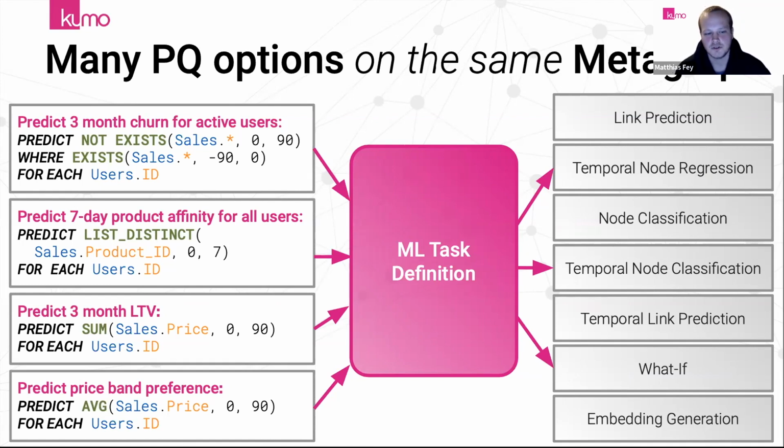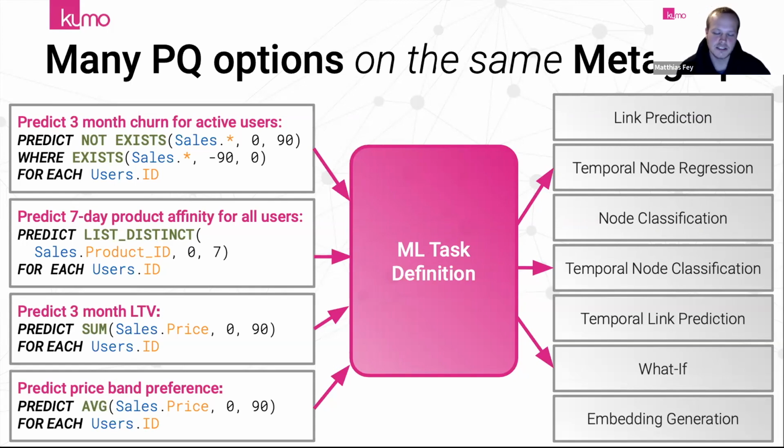You can also leverage predictive query to predict something like 3 months LTV, which would map to the summation of all sales a user will do in the next 3 months. And you can also think about something like predicting price band preference, which means what is the average price a user spends on a given product or on all products in the next 90 days.